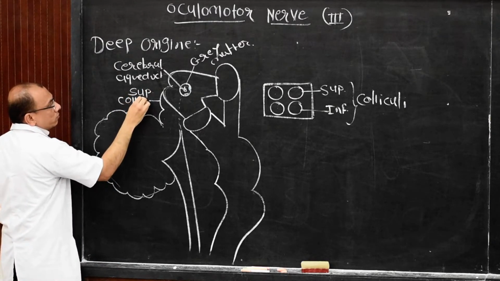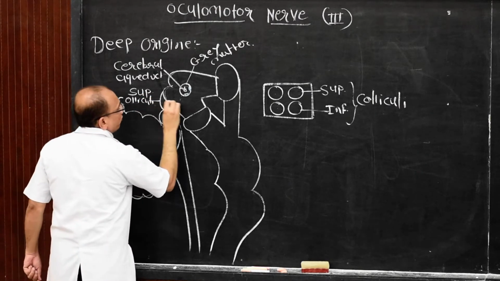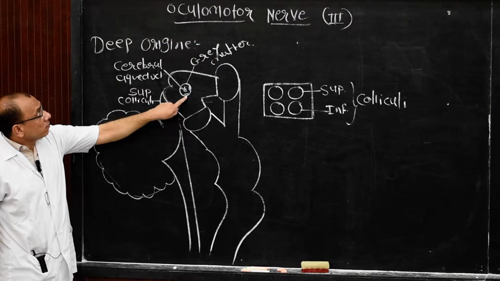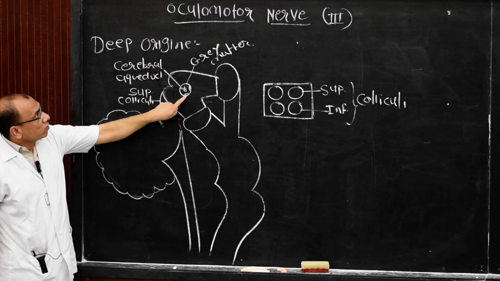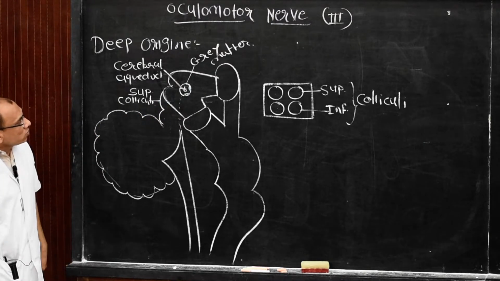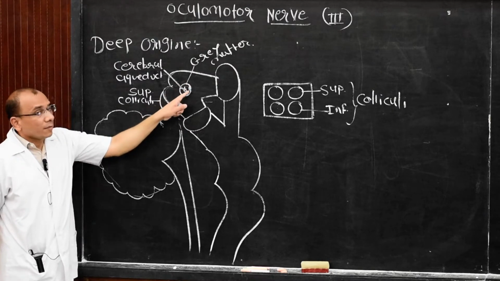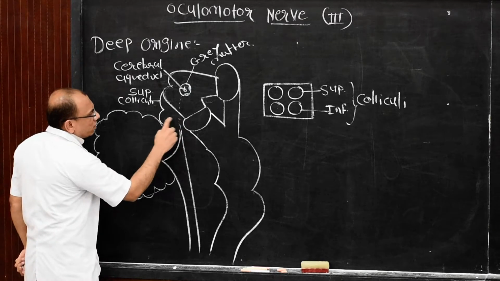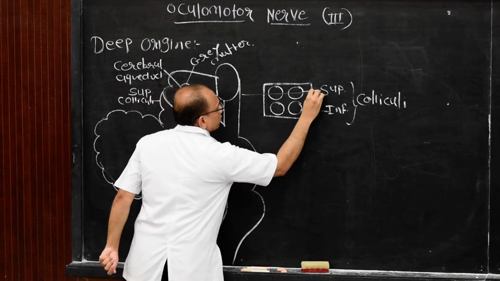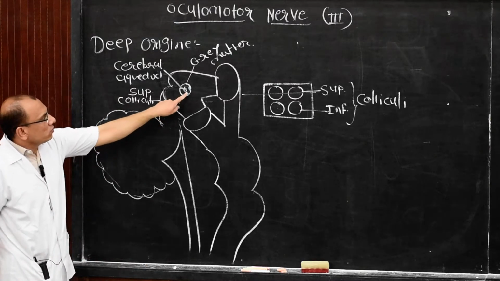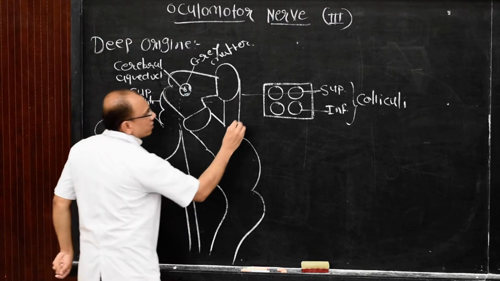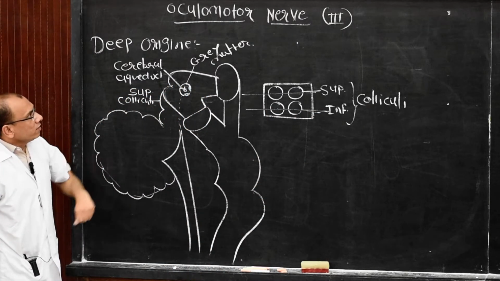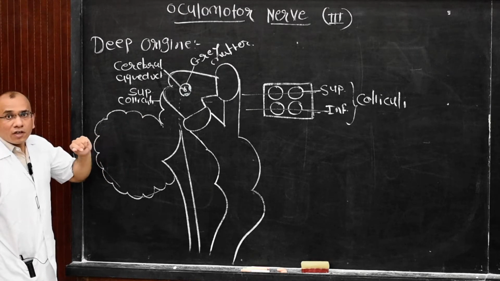When we take a section at the level of the superior colliculus, we can identify the deep origin, the nucleus of the oculomotor nerve, in the periaqueductal gray matter. And when we take the section at the level of the inferior colliculus of the midbrain, we can identify the motor nucleus of the fourth cranial nerve, the trochlear nerve.